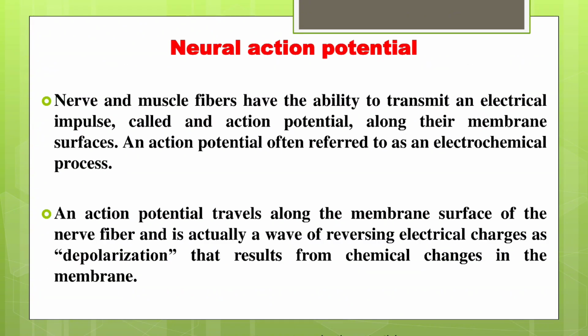Neural action potential. Nerve and muscle fibers have the ability to transmit an electrical impulse, called an action potential, along their membrane surfaces. An action potential is often referred to as an electrochemical process. An action potential travels along the membrane surface of the nerve fiber and is actually a wave of reversing electrical charges, or depolarization, that results from chemical changes in the membrane.